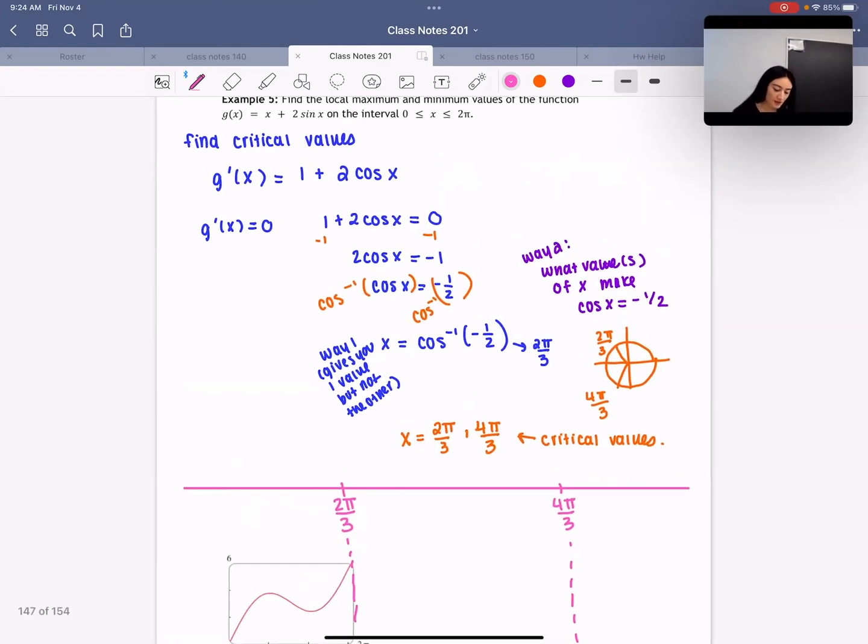Now can someone give me a number less than 2 pi/3? 1 would work, but what's an easier one? What's easier than pi over 3? 0. 0 is a lot easier, right? Now you can choose pi over 3, that's okay. But I'm lazy and I like to plug in 0 when I can.